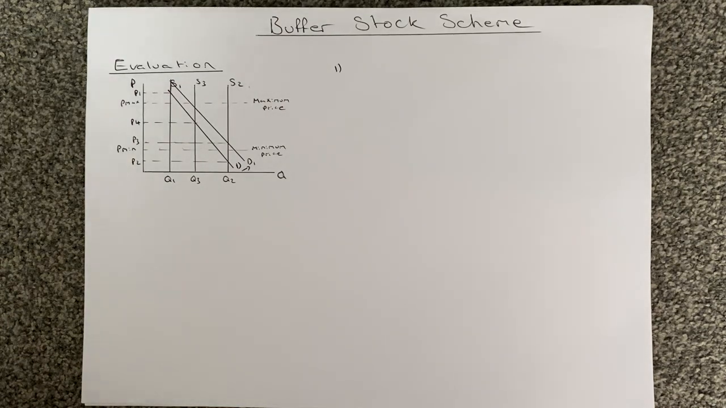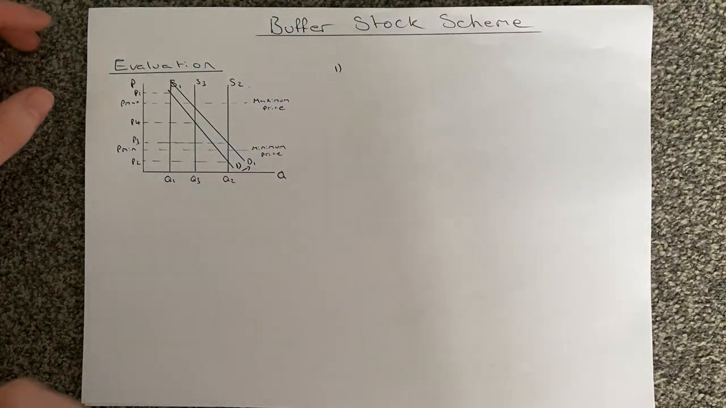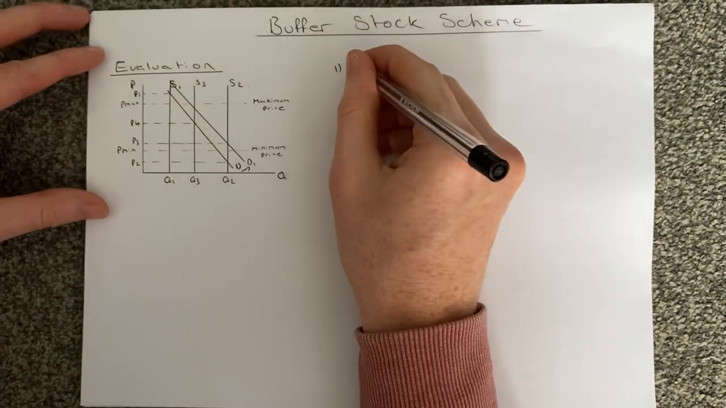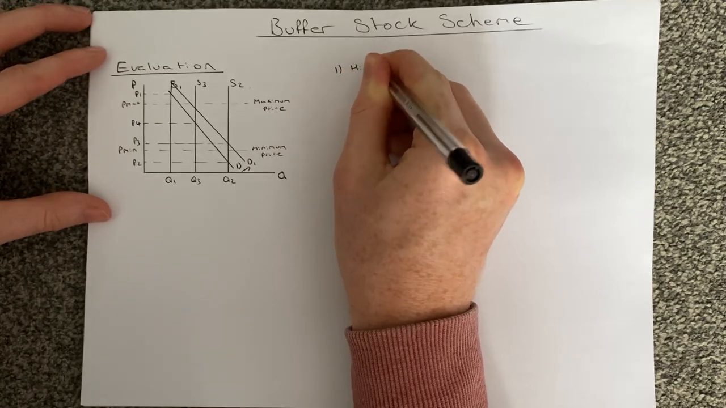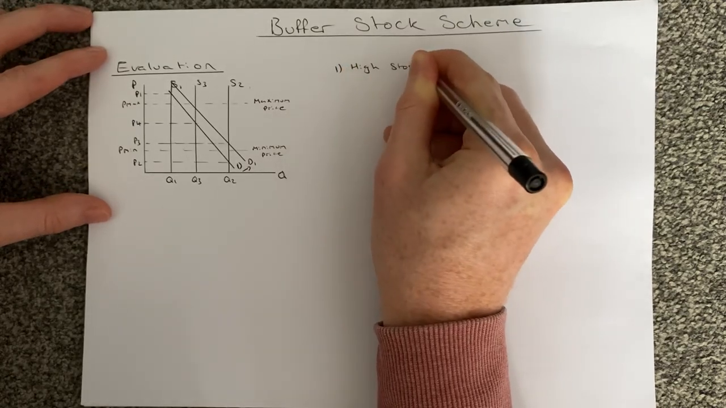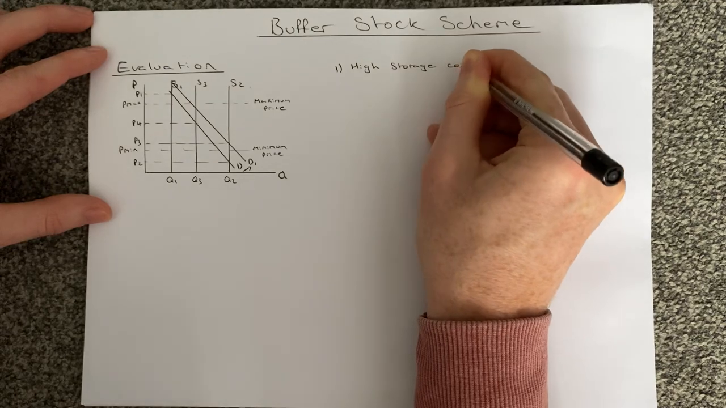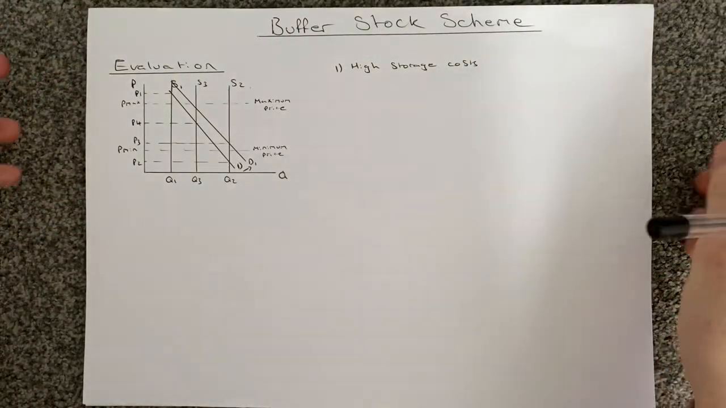There are only a limited number of evaluative points to talk about with regards to a buffer stock scheme. So it's really important that when we talk about the evaluative points, we explain them in detail. So first of all, the point we can talk about is high storage costs. So why is that a relevant point?